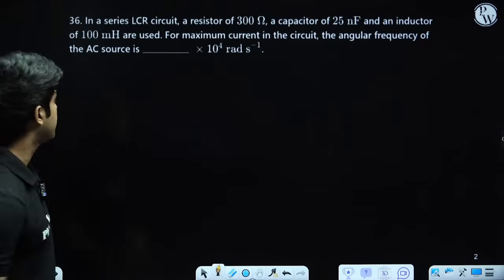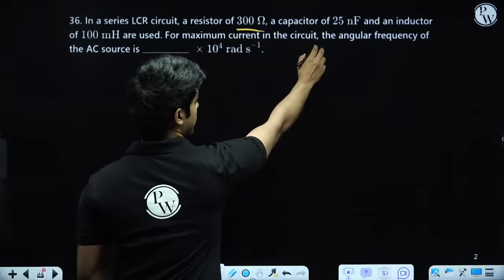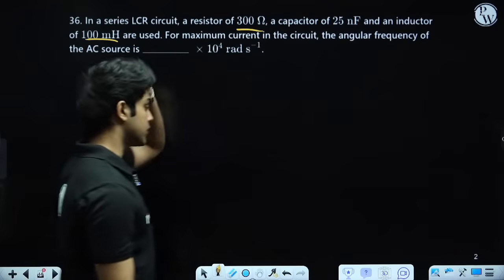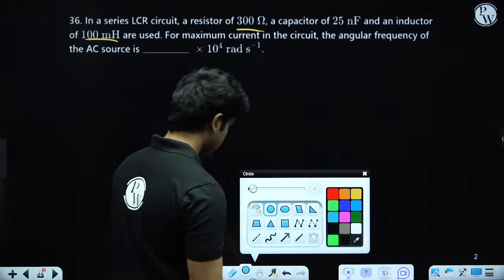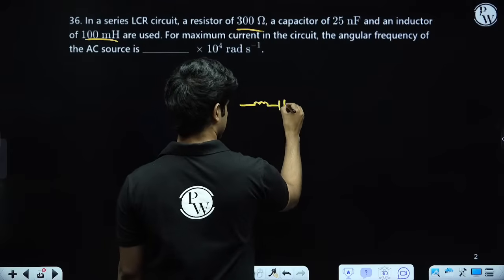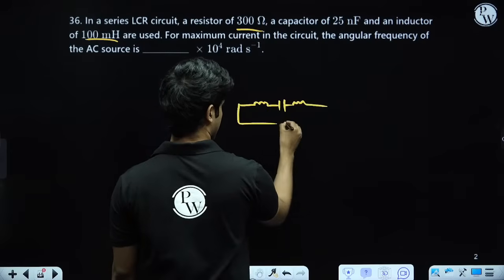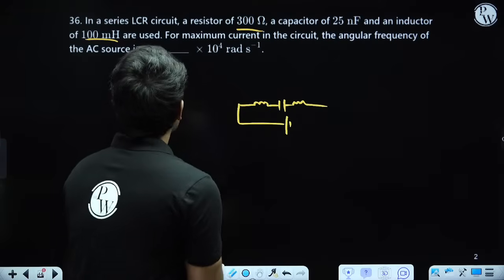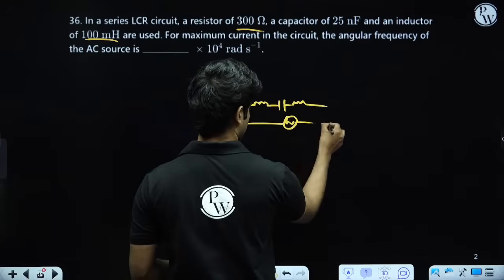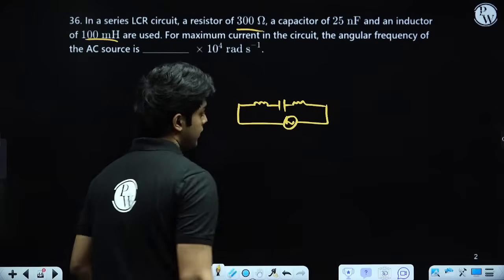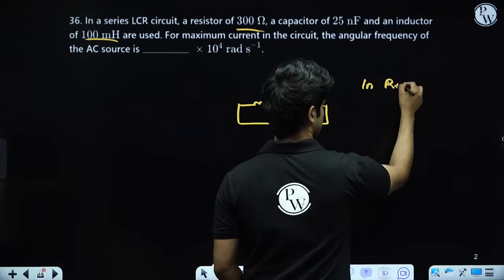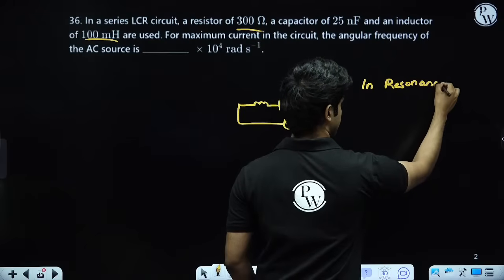LCR series circuit, resistance value, capacitor value, inductor value are given. The maximum current in the circuit. So in the series LCR AC circuit, the current is maximum in the resonance case, right? In the resonance situation, the current is maximum.